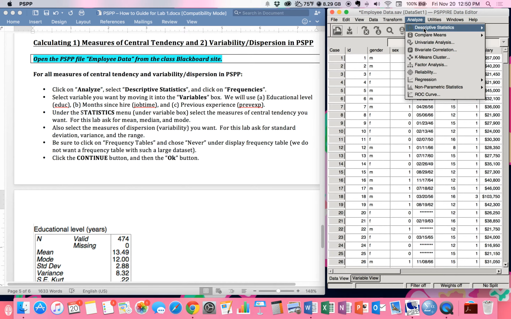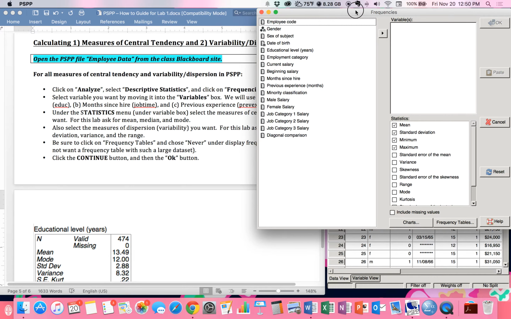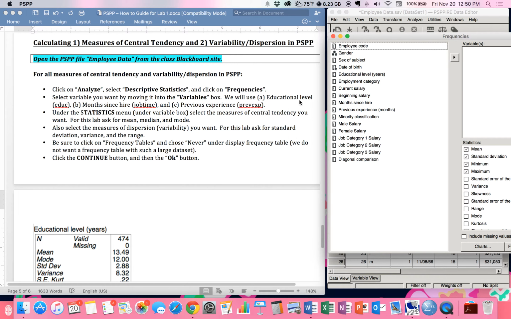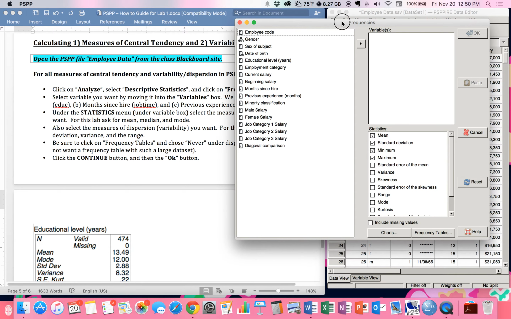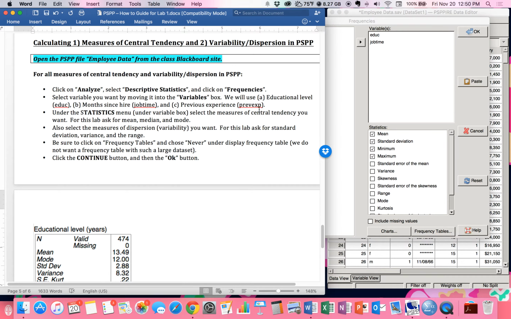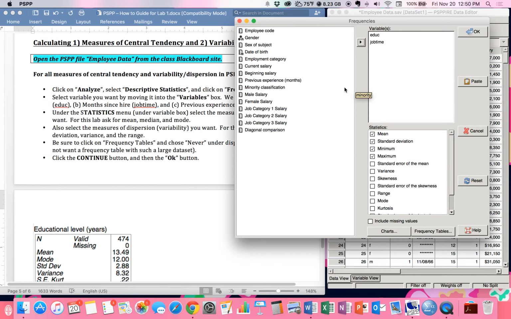So we're going to Analyze, Descriptives, and we're going to go to Frequencies. Here my dialog box opens up, and let's see, what are we using? We want to know education level, months since hire, and previous work experience. So let me find these over here. So here's education level, where's months since hire, and what was the other one? Education level, months since hire, and previous experience in months. So I moved my 3 variables over by highlighting them in this list over here and clicking the little triangle.